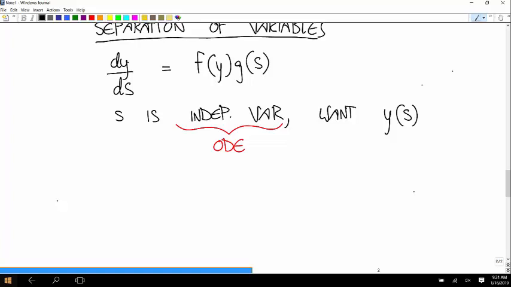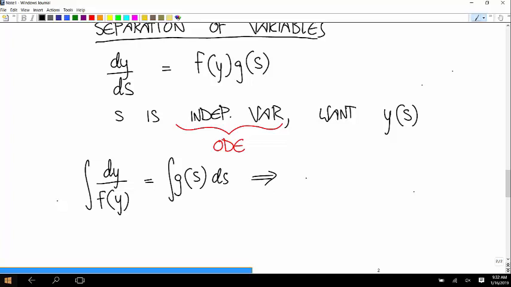Which means we'll go dy over f of y is equal to g of s ds. And now that we have this infinitesimal y here and this infinitesimal s here, we can just integrate both sides. And when you take that integral, you can solve for that function. This gives us y as a function of s.